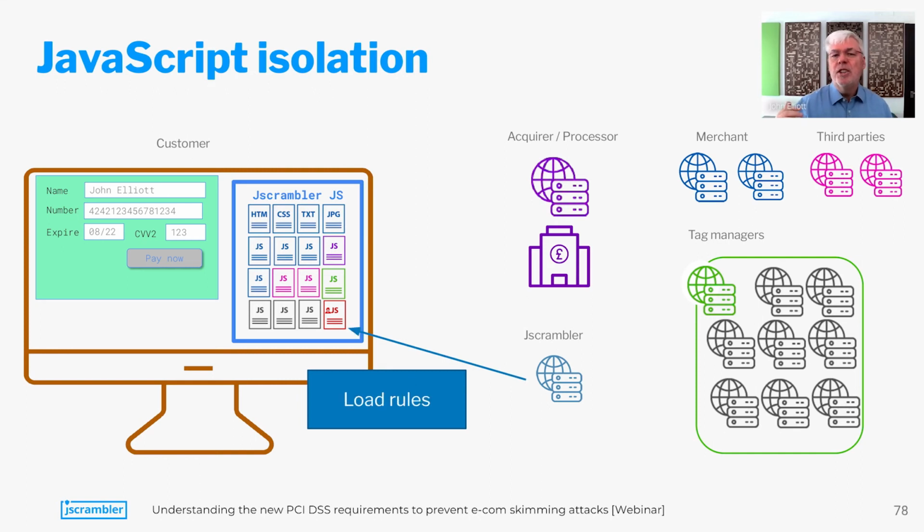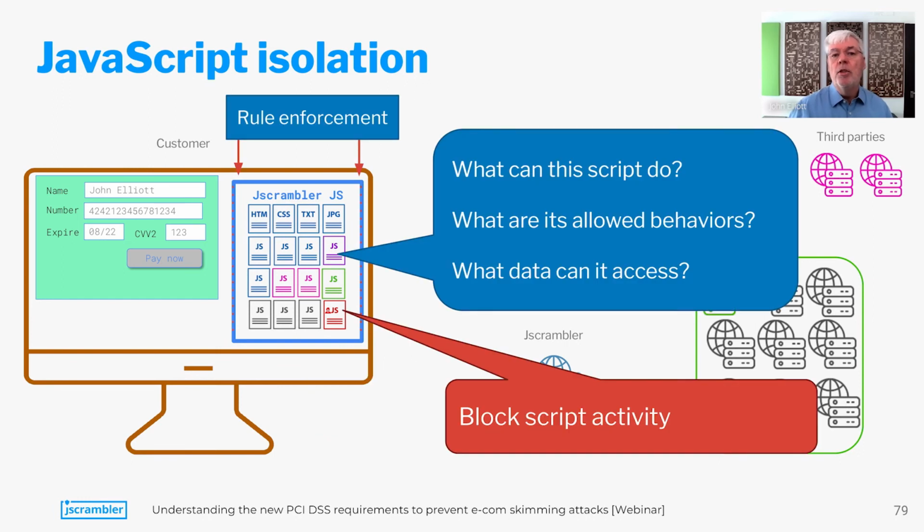But the agent doesn't just report what's happening. It can load rules, and those rules can specify what all other JavaScript on the page is allowed to do. Those rules can be applied to all script actions, and they can determine at a really granular level what a script can do, which of its behaviors are allowed, and what data fields it's permitted to have access to. But what's really powerful is that it can be set to block any malicious activity, and any activity that doesn't comply with predefined rules.